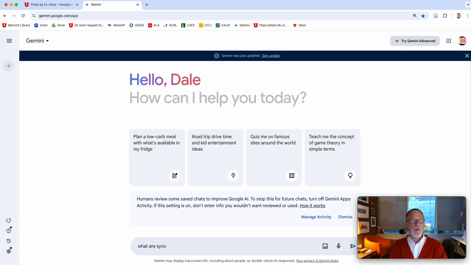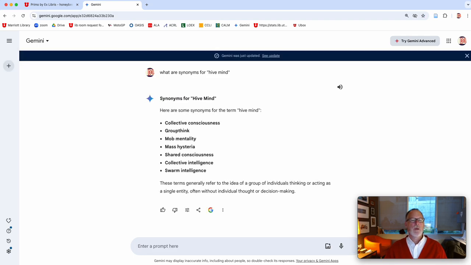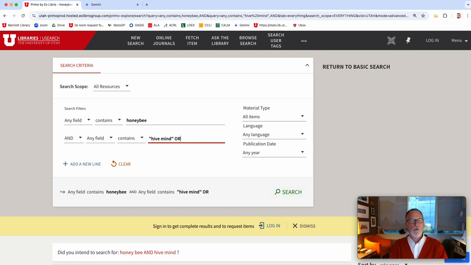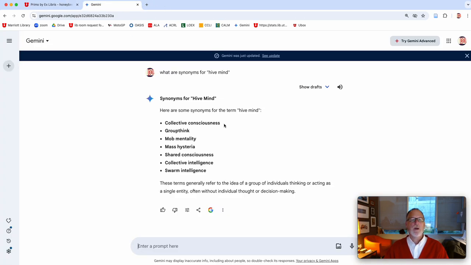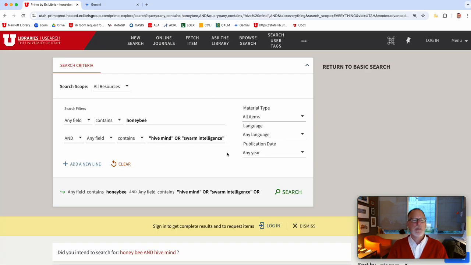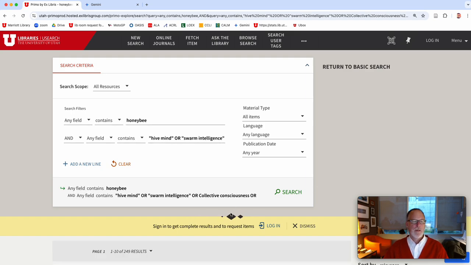What are synonyms for hive mind? Ooh, so we might have to do collective consciousness, swarm intelligence. You might have to use these other keywords in place of hive mind, or swarm intelligence, or collective. I'm going to copy that so I don't have to type it. Collective consciousness. Hey, that did better.